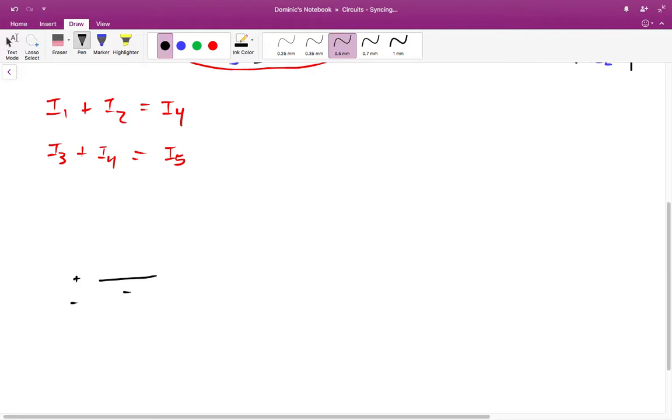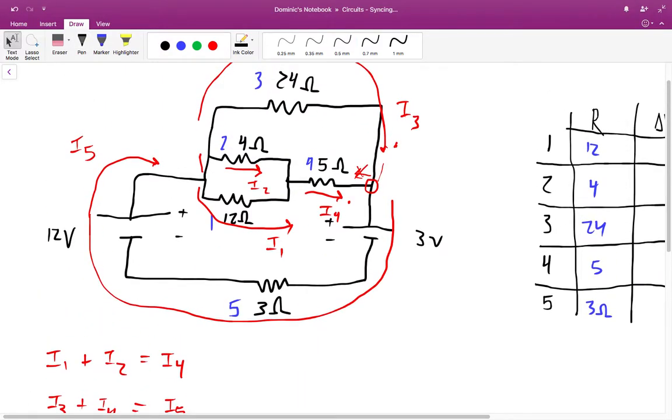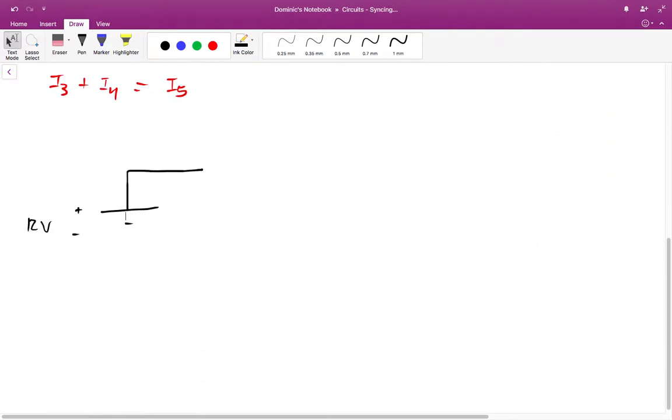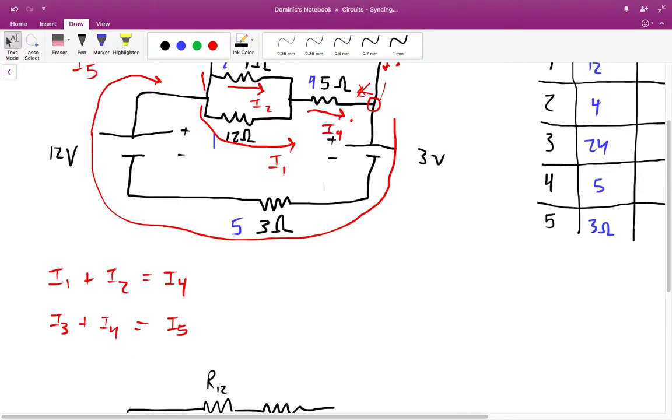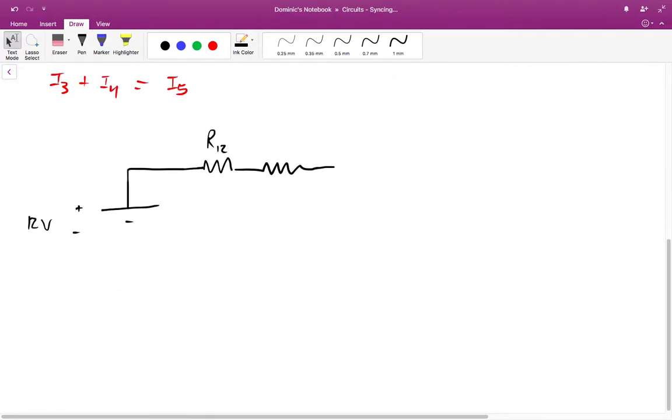Yeah, so 12-volt battery. And then from the 12-volt battery, I'm going to have my resistor 1 and 2 combined. So it should look something like this. And from here, we'll call this R12 for now. And then from here, we go to our 5 ohm resistor, which was R4. This one here is R4.